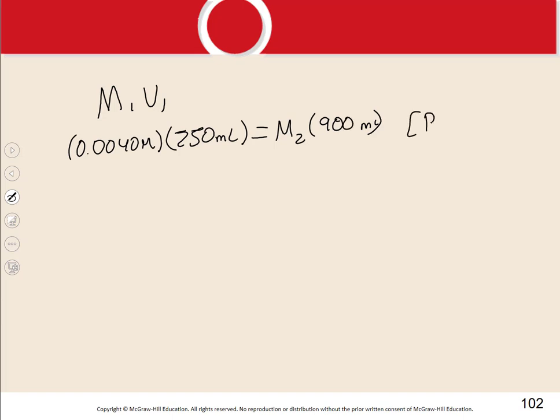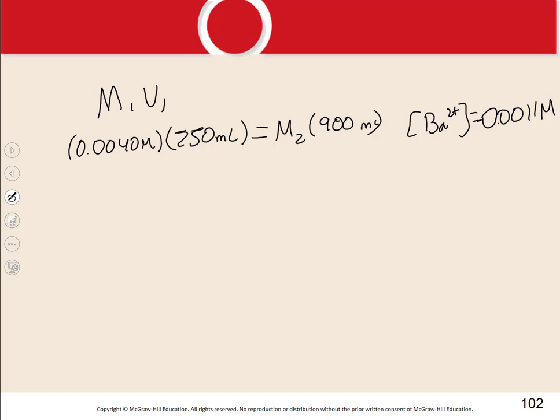So the concentration of my barium ion is equal to what? We're diluting, so it should go down. So it should be something less than 0.0040. 0.0011 molar. So that's my barium ion.